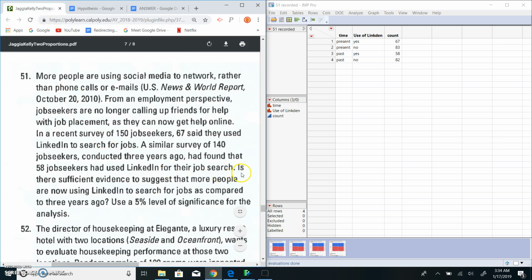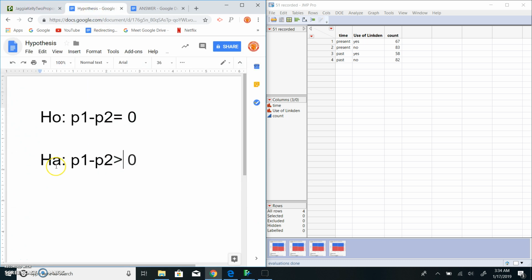And then also, we know that the problem is asking, is there sufficient evidence to suggest that more people are using LinkedIn now to search for jobs compared to 3 years ago? So that tells us that the alternative hypothesis, or what we're testing for, P1 minus P2 should be greater than 0. We're wondering if it's greater now than in the past.